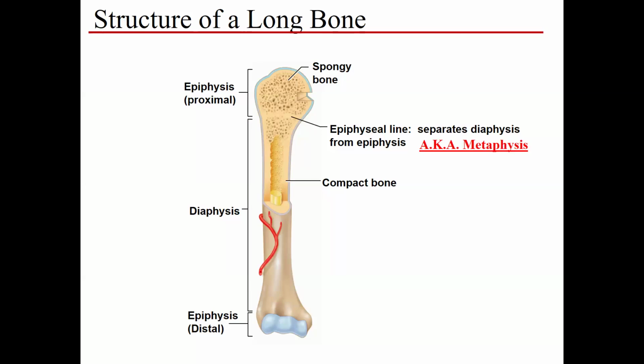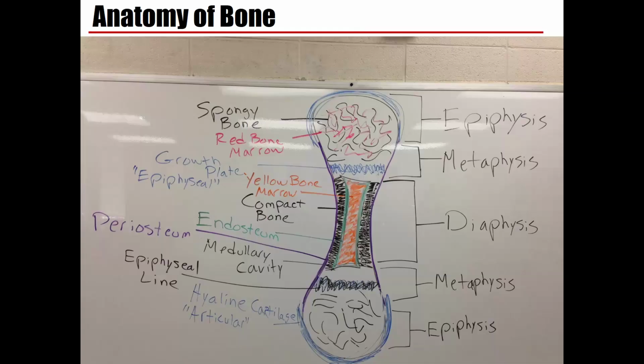So yeah, study that picture, know the terms as they associate to one another. Let this be one of your major study goals, because it's a major part of the chapter. I mean, look how many things are labeled. The one term that's not so much presented in your book is this metaphysis region. That's just a transitional region where it starts to widen out to form the epiphysis.